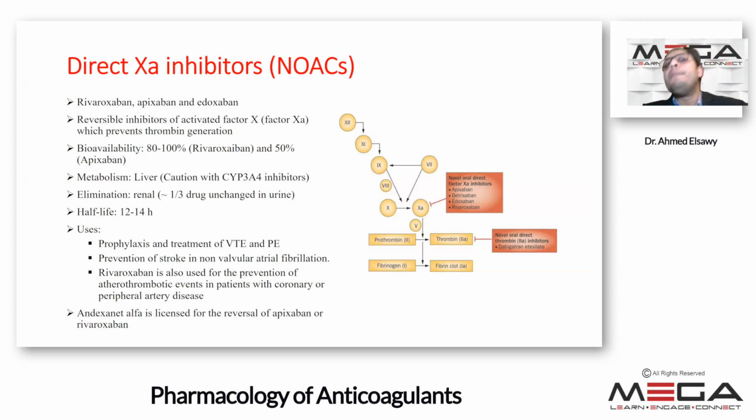Half-life is about 12 to 14 hours. They are approved for prophylaxis and treatment of venous thromboembolism and pulmonary embolism, and to prevent stroke in non-valvular atrial fibrillation. Rivaroxaban is also used for prevention of thromboembolic events in patients with coronary or peripheral artery disease. Andexanet alfa is licensed for reversal of apixaban or rivaroxaban, but in case of serious bleeding, prothrombin complex and FFP can still be used. It will help.